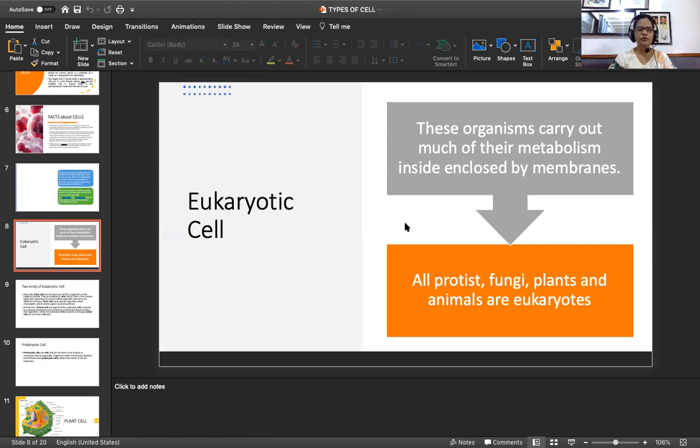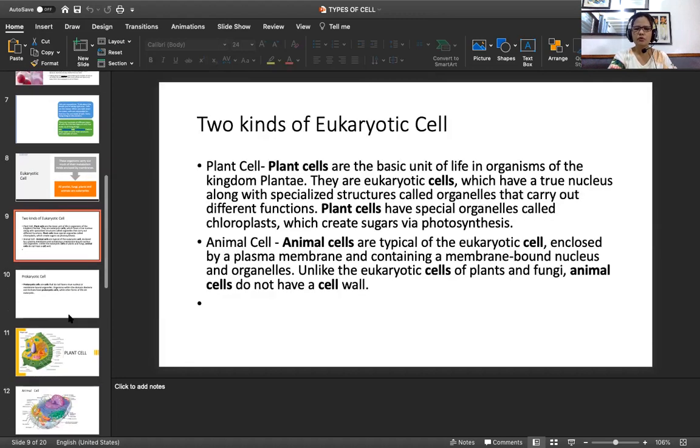Under eukaryotic cells, we have two types: plant cell and animal cell. Plant cells are basically the unit of life in organisms under the kingdom Plantae. They are eukaryotic because they have a true nucleus along with specialized structures called organelles that carry out different functions. Plant cells have special organelles called chloroplasts. These chloroplasts are responsible for the production of sugars through the process of photosynthesis.